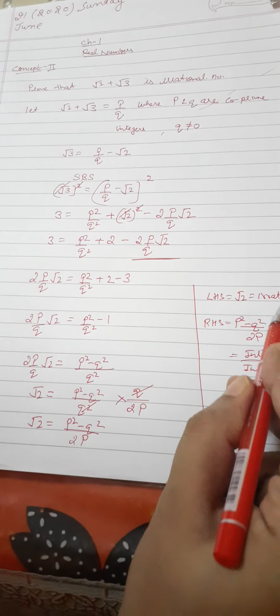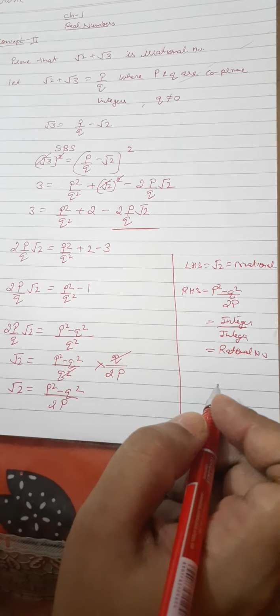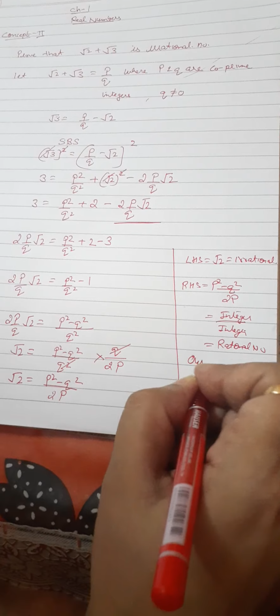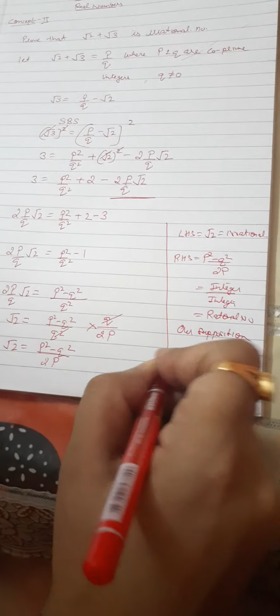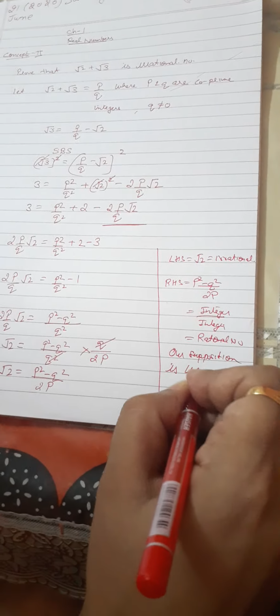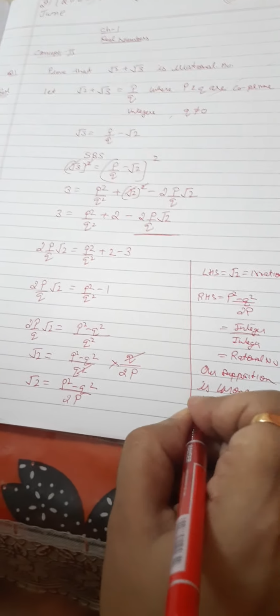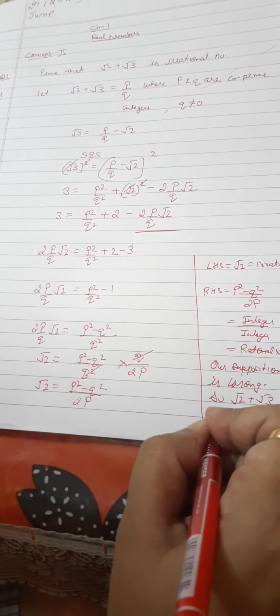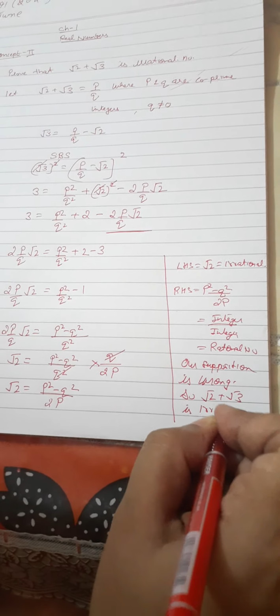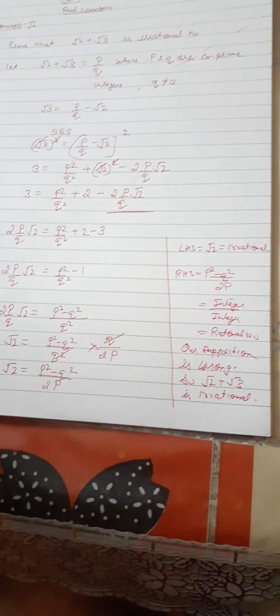So on the left hand side you have an irrational number, on the right hand side you have a rational number. Our supposition is wrong. So under root 2 plus under root 3 is an irrational number. Okay, so once again a quick recap.